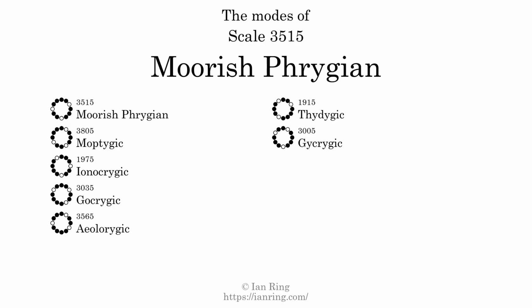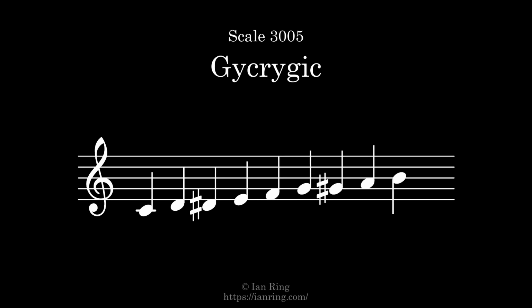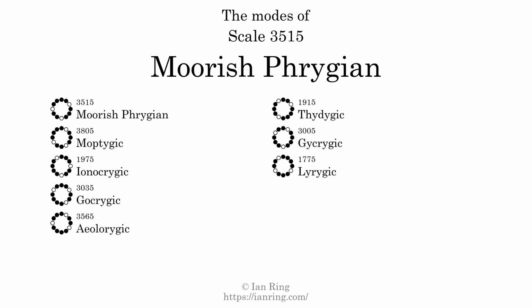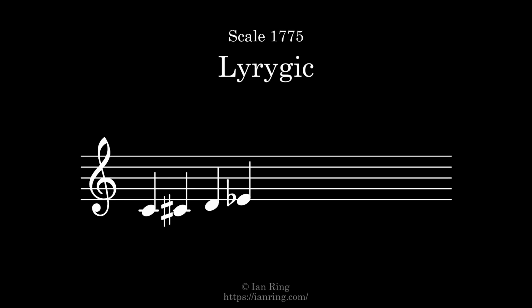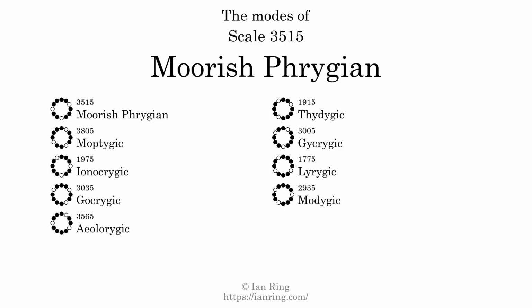The seventh mode is scale 3005, also known as jacrygic. It sounds like this. The eighth mode is scale 1775, also known as lyrigic. It sounds like this. The ninth and last mode is scale 2935, also known as modigic. It sounds like this.